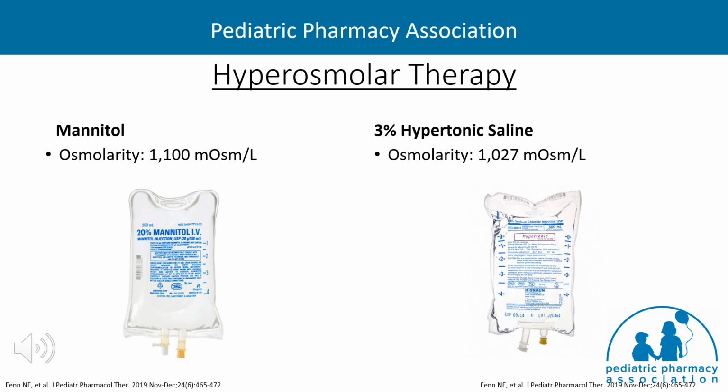Hyperosmolar therapy utilizes the higher osmolarity of pharmacologic agents in order to help pull fluid off of the brain. The 2 most common agents are mannitol, which has an osmolarity of 1,100 milliosmoles per liter, as well as hypertonic saline, which has an osmolarity of 1,027 milliosmoles per liter. These are both greater than the osmolarity of CSF, which is about 290 milliosmoles per liter.